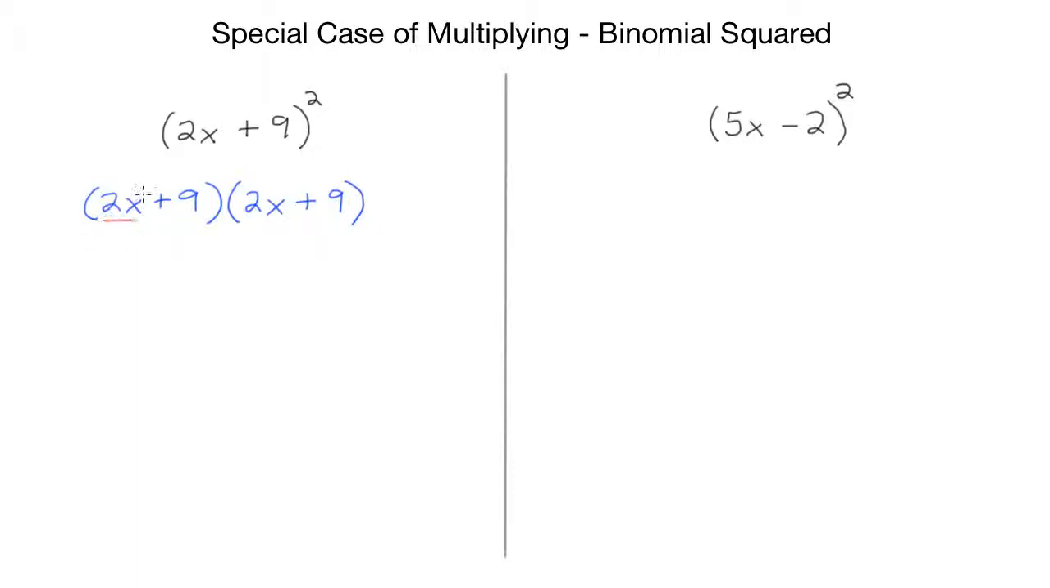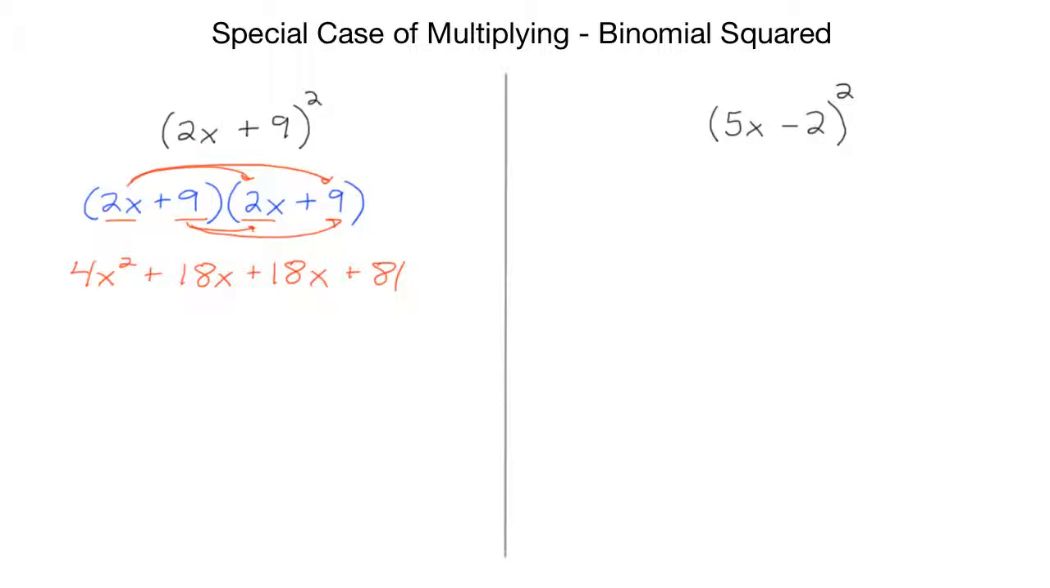So this 2x is going to multiply by that 2x. That gives me 2x times 2x, that's 4x squared. Now this 2x is going to multiply that 9. So 2x times 9 is going to be plus 18x. Now I move to the 9. This 9 is going to multiply by the 2x. 9 times 2x is going to be another 18x, and 9 times 9 is going to be 81.